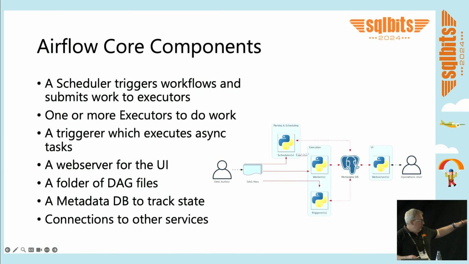But once we've got past that scheduling, in terms of other components, we have a web server for the UI. We have a folder full of all of our DAG files. These are just going to be Python files. There's a metadata DB that's used to track the state, which is used for the UI in order to tell us what's going on. And then we have a bunch of connections out to other services. So if you're using ADF, think of that as your linked services, essentially.